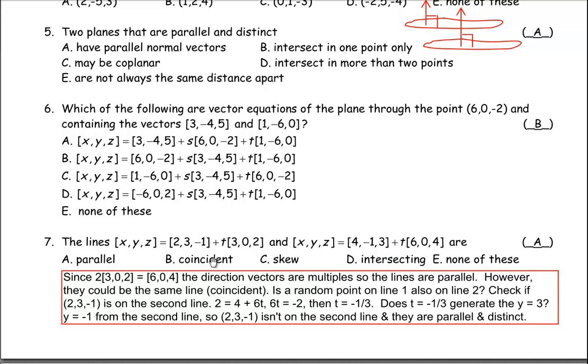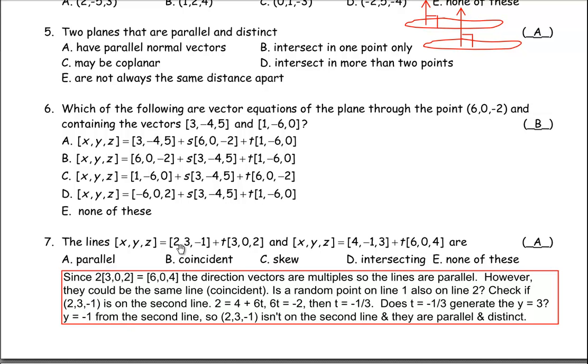Coincident actually would mean, I suppose, that they would be intersecting, but they'd be intersecting in every point of the lines. And that's not normally what we call intersecting. So to determine whether they are actually just parallel or they are the same line, that's what coincident means, check and see if a point that's on this line is also on this line, or vice versa. And so that's what I said here. They could be the same line, which means coincident. So is a random point that's on the first line also on the second? I'm going to check this point here, 2, 3, negative 1. That's the position vector of a specific point on the line. So I'm going to see, is that on the second line?